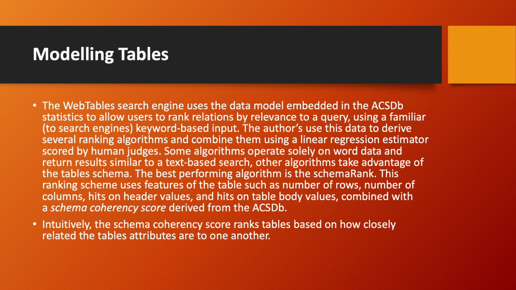This ranking scheme uses features of the table such as number of rows, number of columns, hits on the header values, and hits on the table body values, combined with a schema coherency score derived from the ACSDB. Intuitively, the schema coherency score ranks tables based on how closely related the table's attributes are to one another.